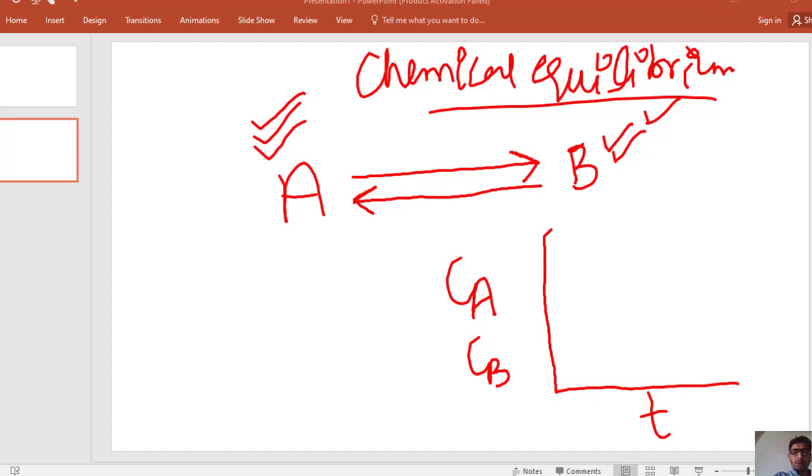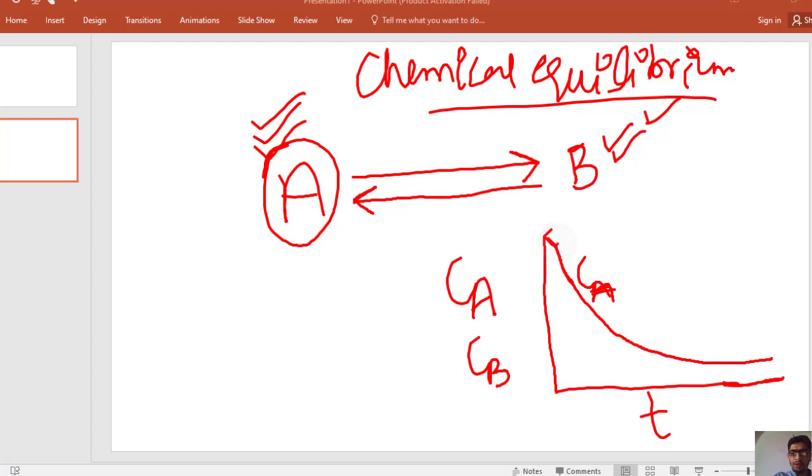At the beginning the concentration of A was very high, and it decreased with the passage of time. This is Ca, the concentration of A. It decreased with the passage of time until it became the equilibrium concentration of A. This is the equilibrium concentration of A, CaE.